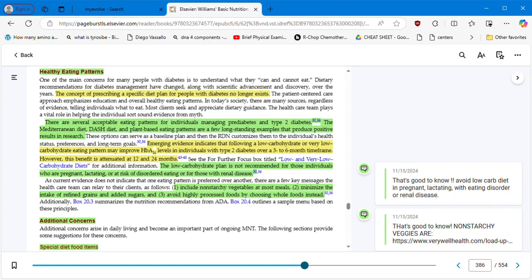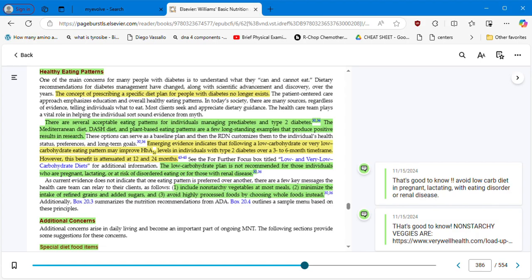There are several acceptable eating patterns for individuals managing pre-diabetes and type 2 diabetes. The Mediterranean diet, the DASH diet, and plant-based eating patterns are a few long-standing examples that produce positive results in research, right? So a combination of all the nutrients works much better than eliminating carbs from the diet, which I don't think can work probably 1, 2 weeks, 3 months, but in the long run, it's not going to be successful.